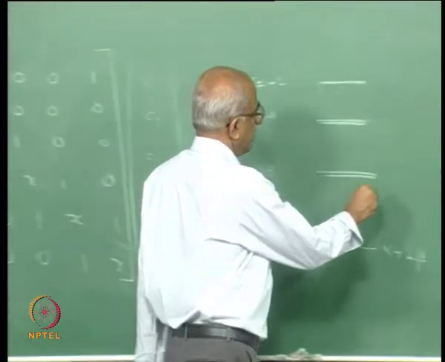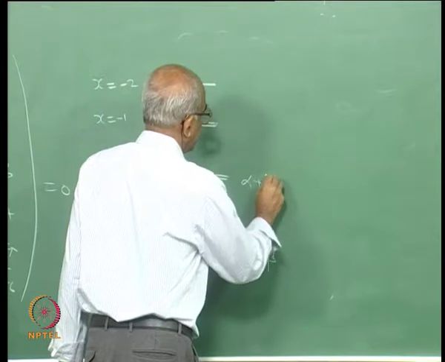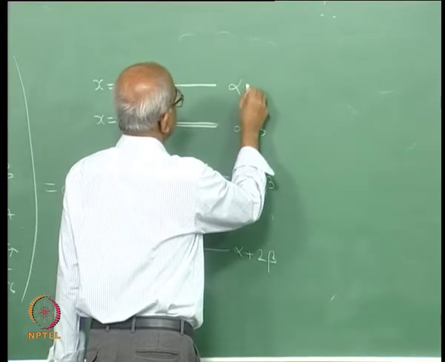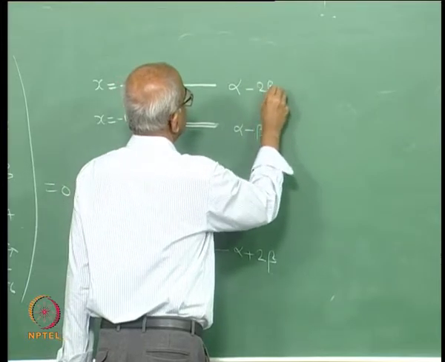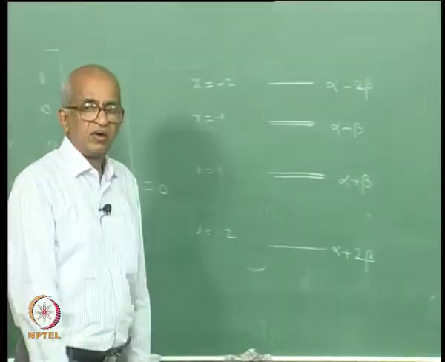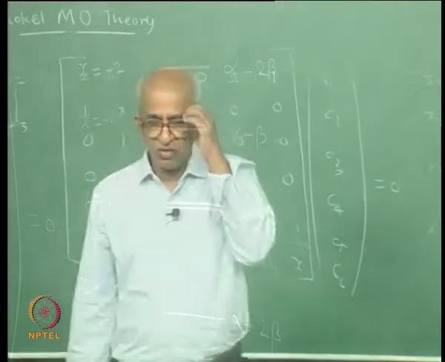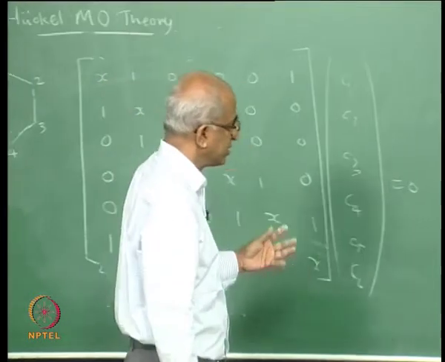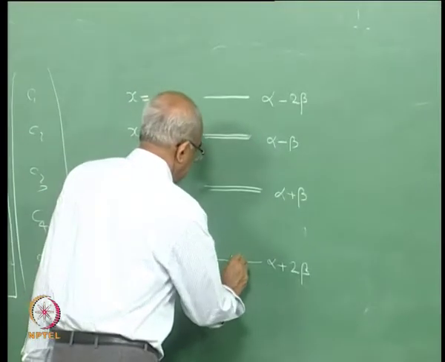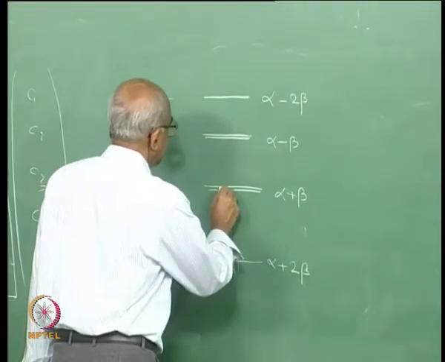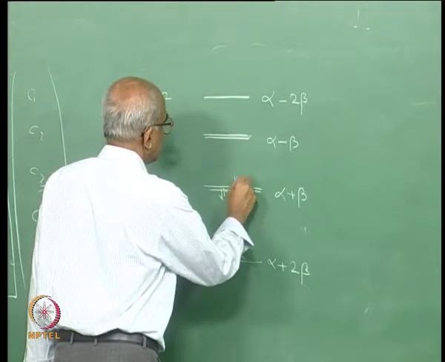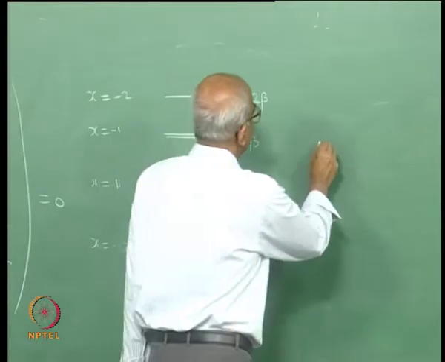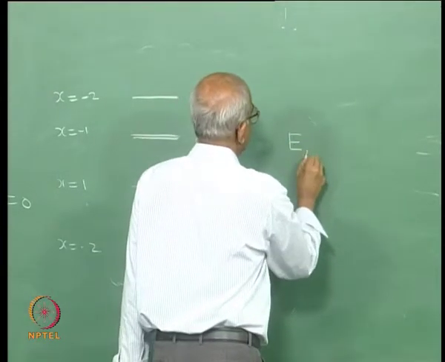So, this is actually having an energy of alpha plus beta, that has energy of alpha minus beta, and this one has an energy of alpha minus 2 beta. And in the ground state of benzene, how many pi electrons are there? The answer is 6. So, you will have to put 2 electrons here, 2 electrons there, and 2 electrons there.